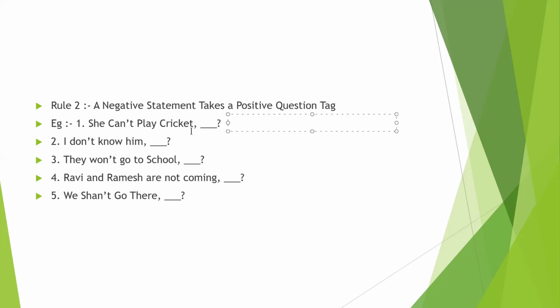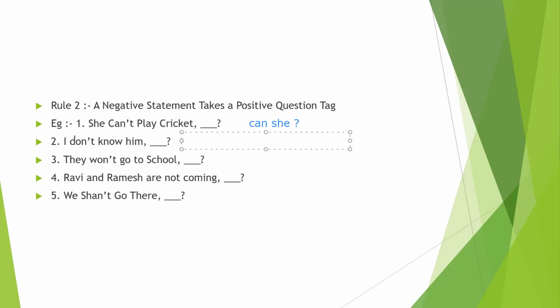Here, she can't play cricket. First we can write the subject. What is it? She. And then we can write question mark. Now let's see whether the statement is positive or negative. The statement is negative, then we can write only the helping verb. Here can't, the helping verb is can. So we can write can. Can she? This is about the question tag, positive question tag. Now let's see the second one.